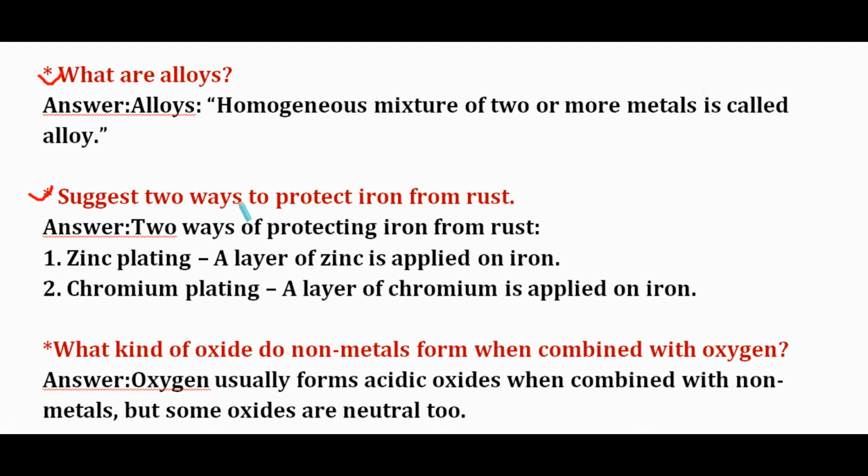Next question, suggest two ways to protect iron from rust. Two ways of protecting iron from rust. Zinc plating, a layer of zinc is applied on iron. Chromium plating, a layer of chromium is applied on iron. You can write another method to protect iron from the rust.